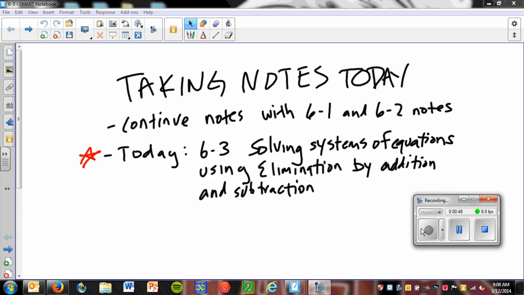We're going to do 6-3 today, which was solving systems of equations using elimination by addition and subtraction. Now we've already done 6-1 where we graphed them and found out where they crossed. 6-2 was substitution where we plug one in and solve for one variable, plug that variable back in, and do all that. Those videos are up already. You can check those out. So here we go.